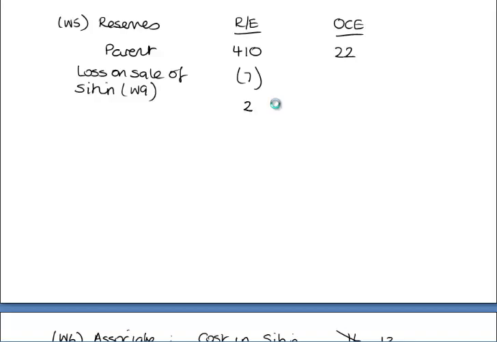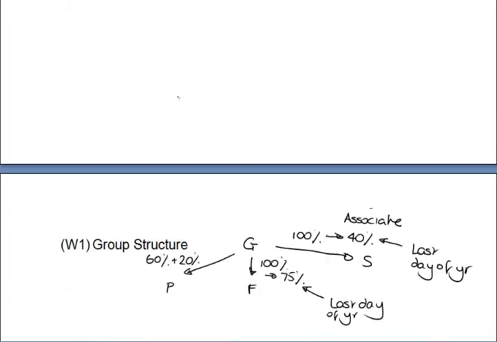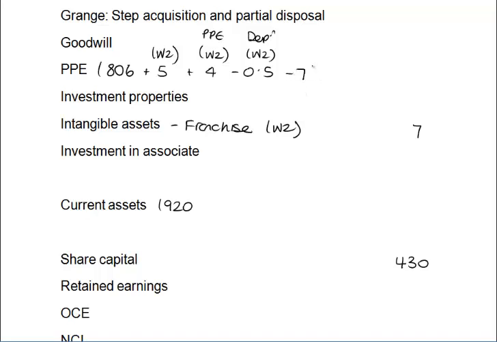So reserves 2 million, investment property, working number 10. And what I'm going to do in my statement of financial position is I'm going to take 7 out of PPE and I'm going to put 9 in to my investment property. Now, if you just added 2 to PPE, you wouldn't have been penalised in the exam. But strictly, we should be showing investment properties separately from other PPE assets.